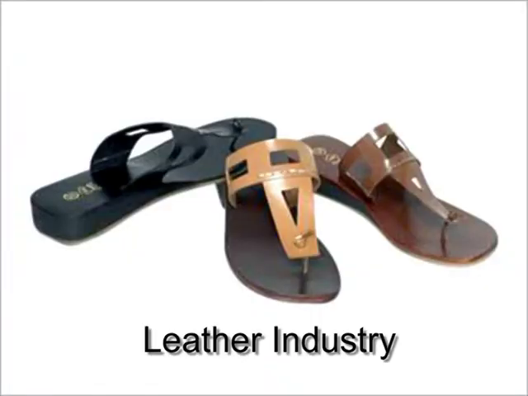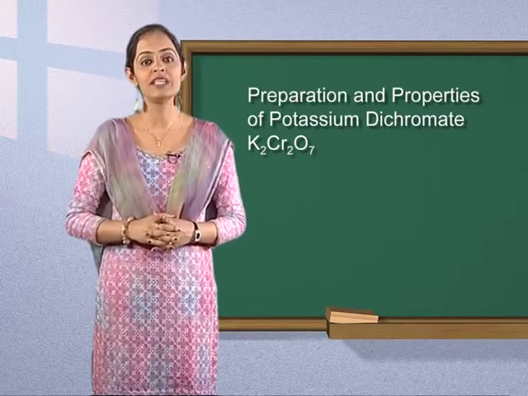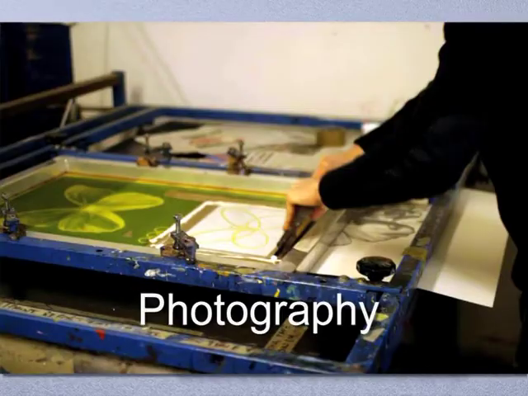It is used in tanning of leather, which is used for footwear. Let us now discuss the use of potassium dichromate in photography. Potassium dichromate is used as an oxidizing agent together with a strong mineral acid in photography and in photographic screen printing.